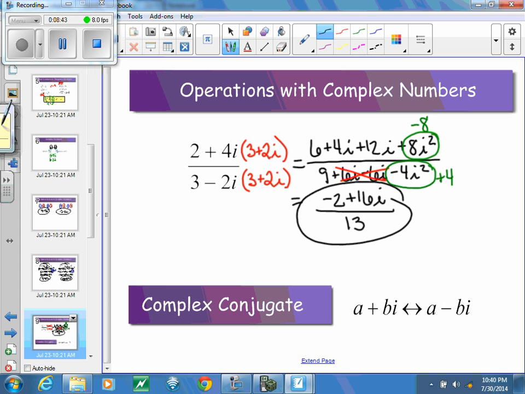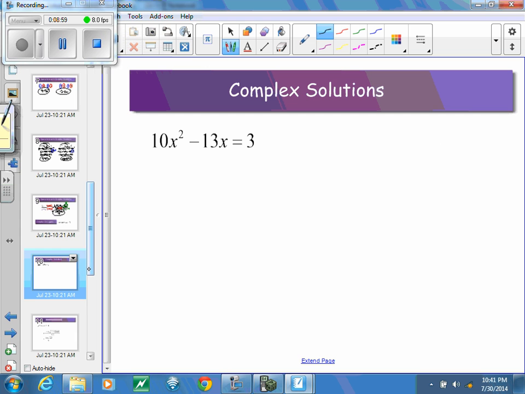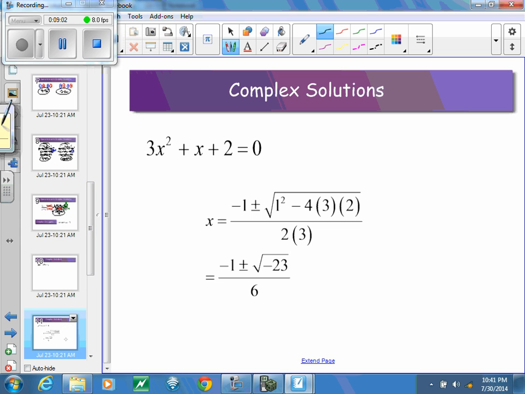So your denominator here, what's happening with the conjugates is that middle term is canceling out, and your last term is becoming the opposite. And there we are. So why are we doing this whole thing with conjugates? Well, you're possibly going to have to solve and get answers that are complex solutions. So here I have an example of 3x squared plus x plus 2 equals 0. If I went through the quadratic formula and tried solving this, this is what I would end up with: negative 1 plus or minus the square root of negative 23 over 6.